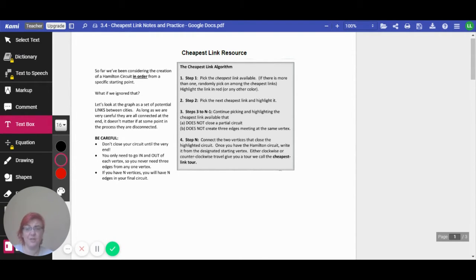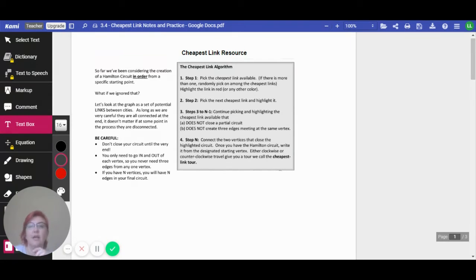So here are some rules. Don't close your circuit until the very end, and we only need to go in and out of each vertex. So we're never going to have a vertex with degree 3 or 4, only ever degree 2. So if we have n vertices, we're going to end up with n edges in our final circuit.